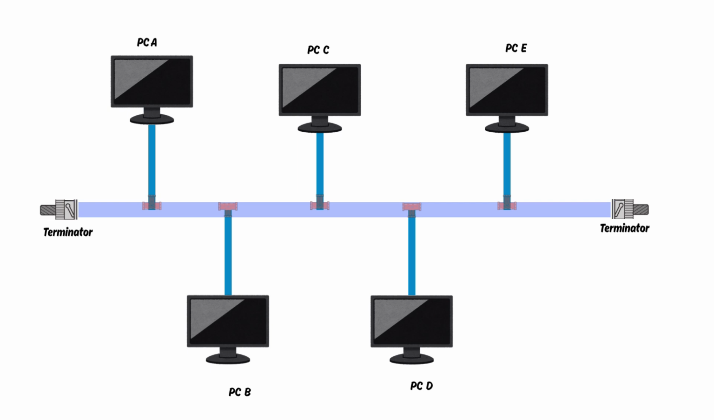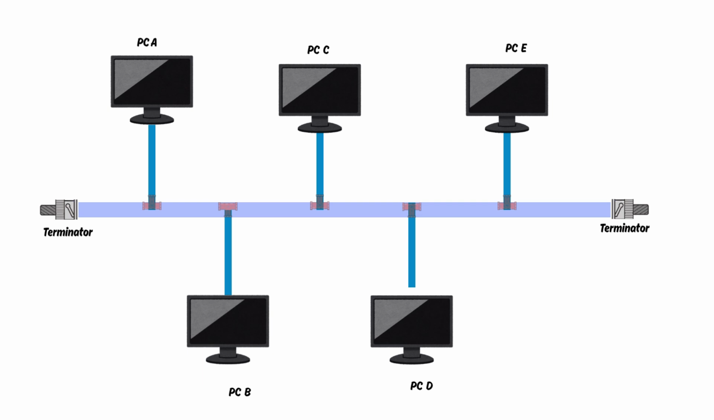When a device such as B wants to send data to E, it first checks whether the bus is free or not. If no other device is transmitting, it places its data onto the bus. The data then travels in both directions along the cable until it reaches all the devices on the network. However, only the device that matches the destination address accepts the data, and all other devices simply ignore it.